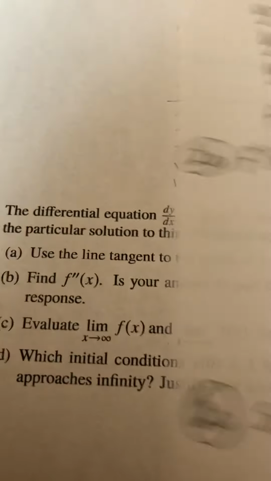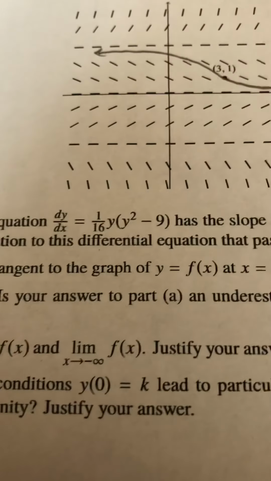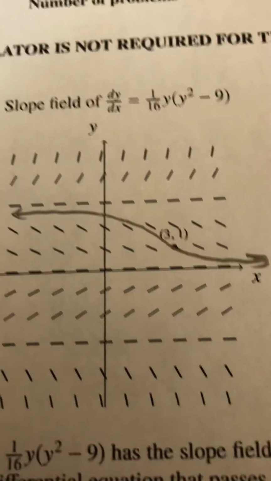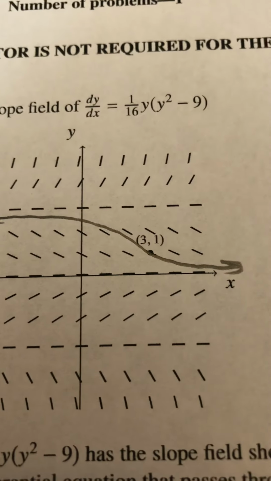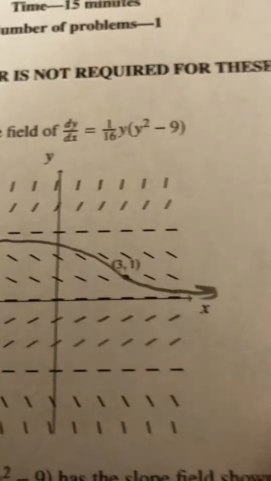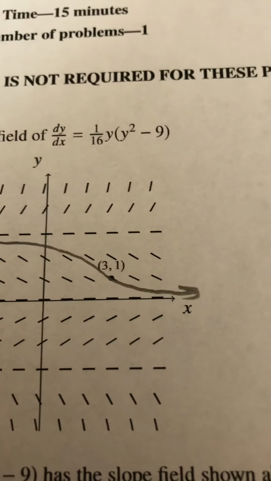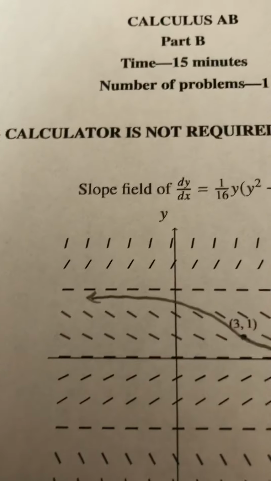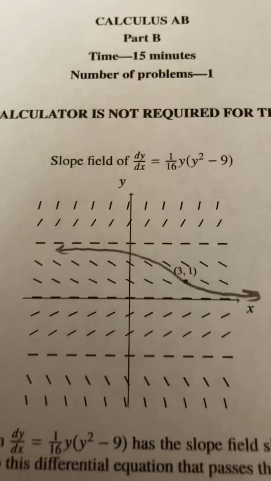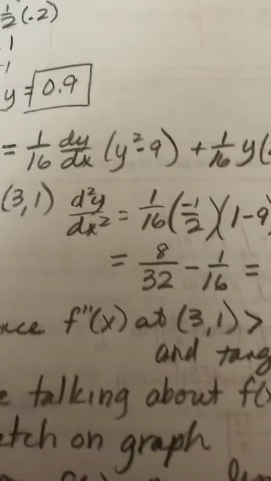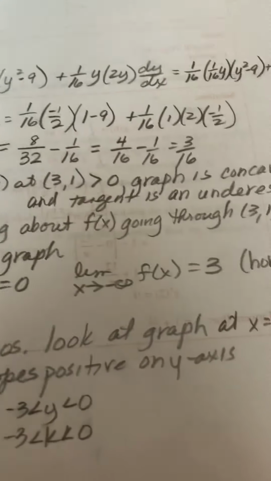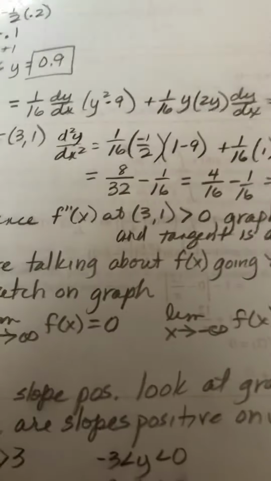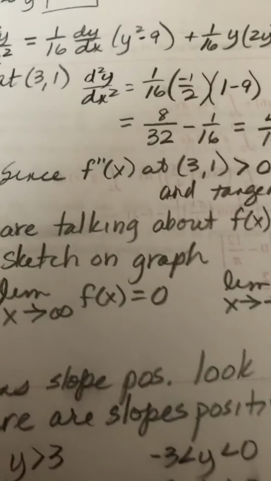Part C wants us to evaluate the limits to infinity and negative infinity. Here's where we talk about this graph. Once you see that particular solution sketched in, you look at the limit as x goes to infinity: y is at 0, it's a horizontal asymptote. As x goes to negative infinity, y is at 3. Remember, the definitions of horizontal asymptotes are limits as x goes to infinity and negative infinity. You have to look at the sketch on the graph.